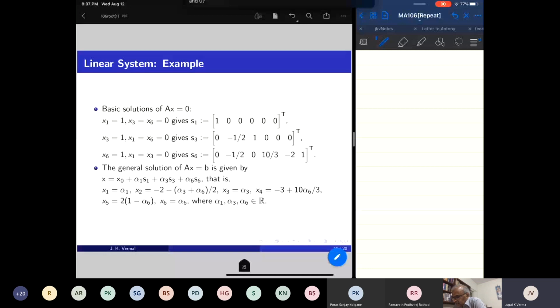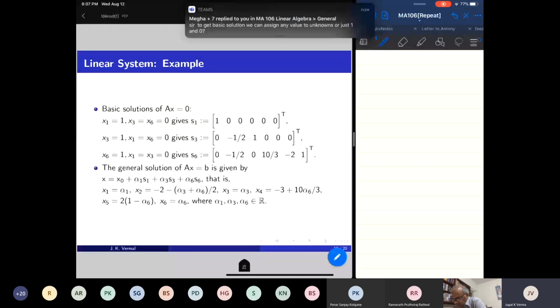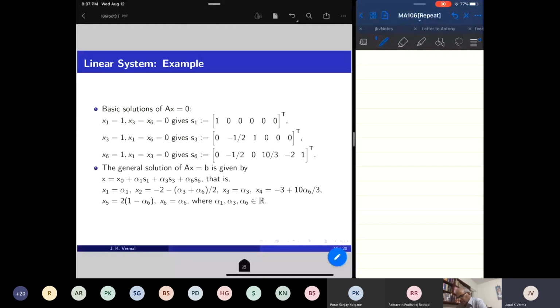So to get basic solutions, we have to assign the values in this manner, that x1 is 1 and the other two non-pivotal variables are 0. You will understand why this is being done. What we are doing is, you remember this term linearly independent. We are finding linearly independent solutions. Now the S1, S3, S6, their linear combinations exhaust all the solutions. It is because of this particular assignment that we have done.